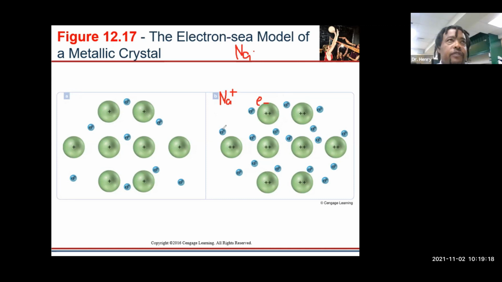And the same thing happens in the case of magnesium. Only in the case of magnesium, it's going to be 2 plus, and it's going to have 2 electrons that it's going to be dropping.